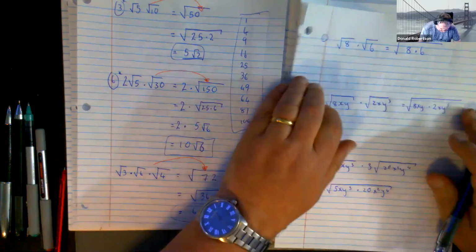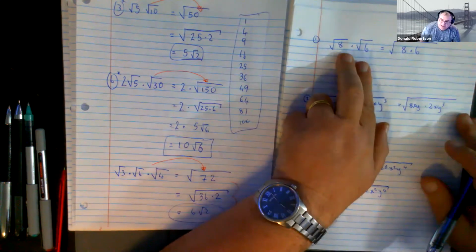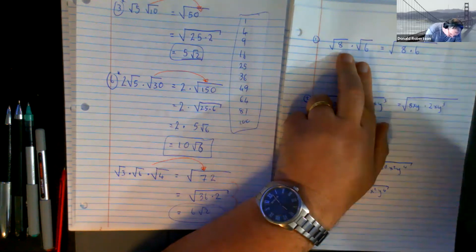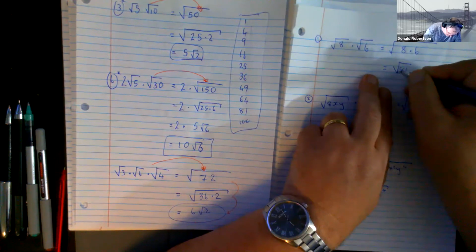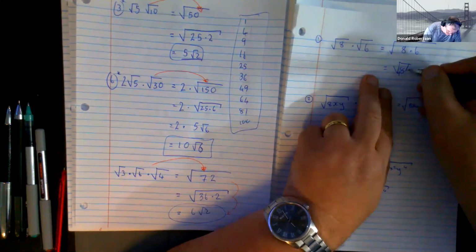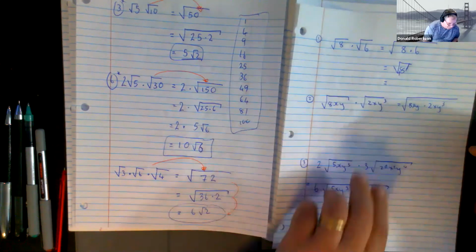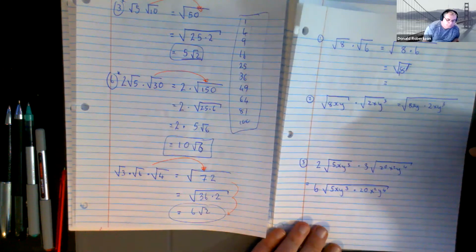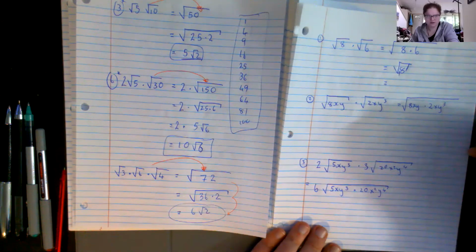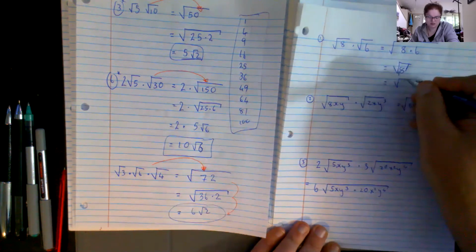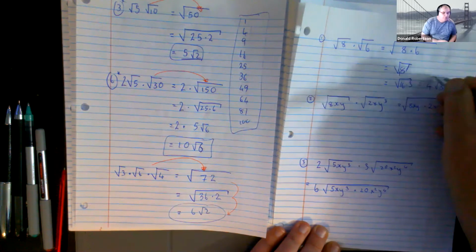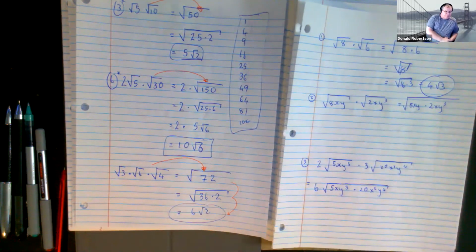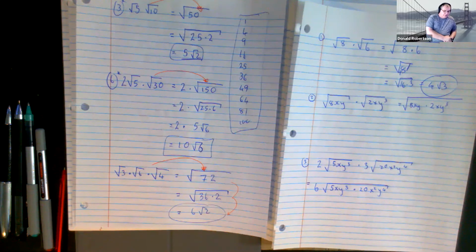Let's go. Okay, the first one, 8 times 6 multiplied together gets you 48. How are you going to split 48? Sixteen and 3. And that's going to get you 4 square root of 3. So hopefully you got 4 square root of 3 for the first one. So far, so good?